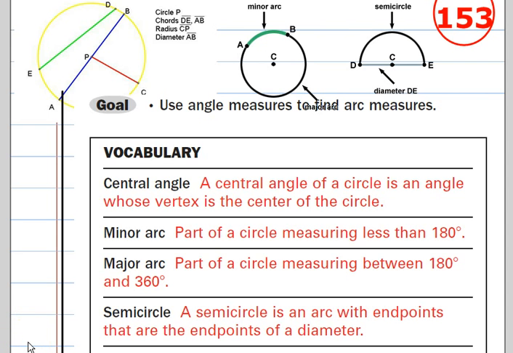Okay, class, today we're going to be talking about a familiar topic, but we're going to be introducing new things. And the familiar topic is the topic of circles. Okay, and in order to talk about circles, we need to come up with some definitions.